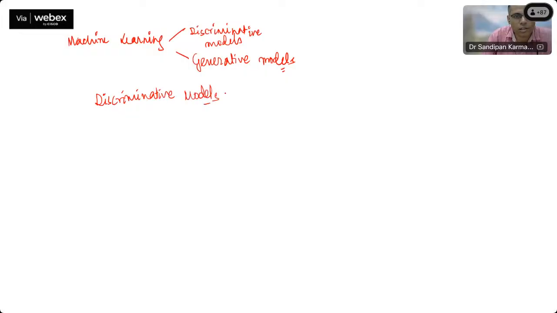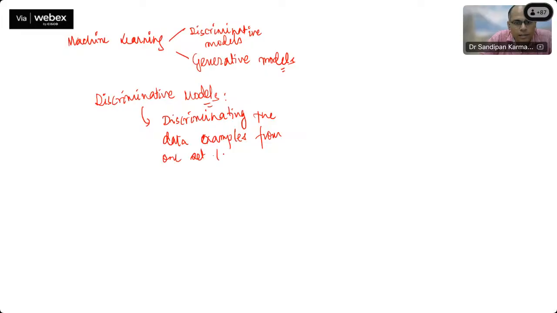All the conventional machine learning models are discriminative models. This is basically discriminating the data examples from one set to another set. For discriminative models, the best example, I think, is the support vector machine.